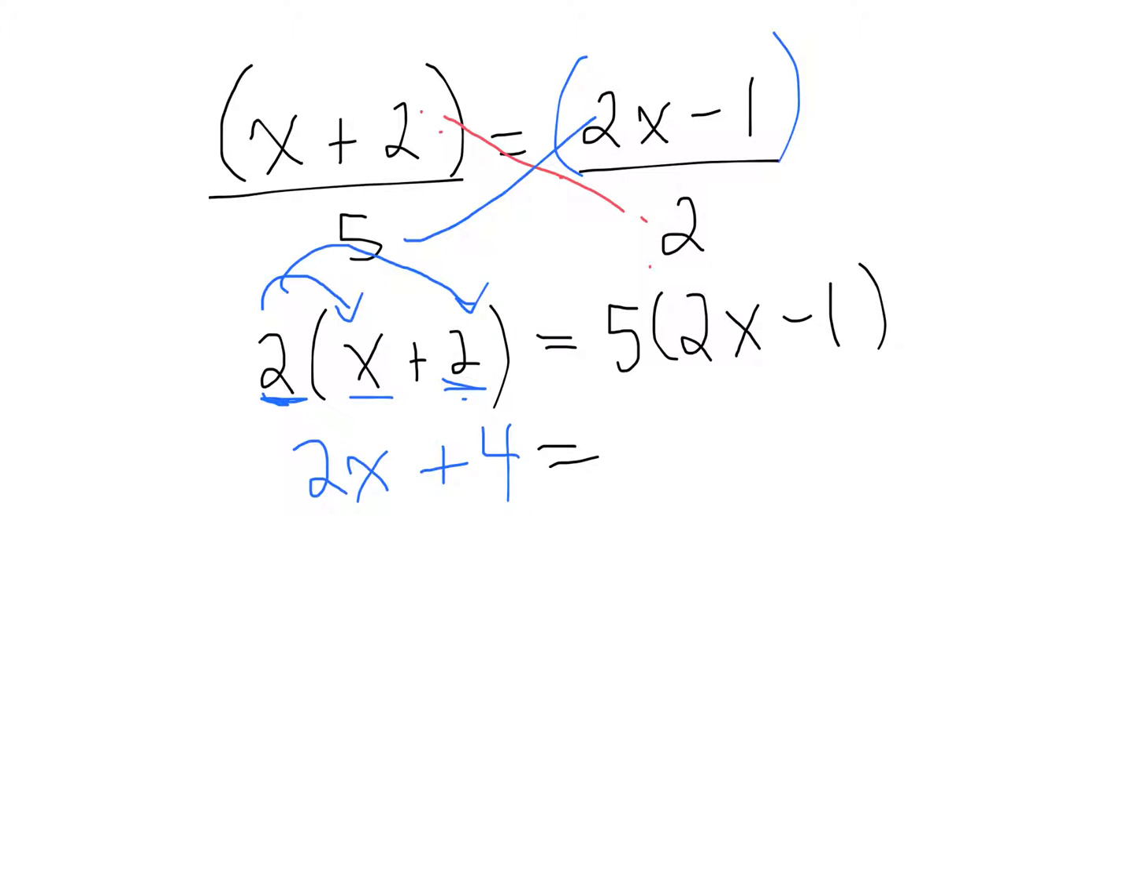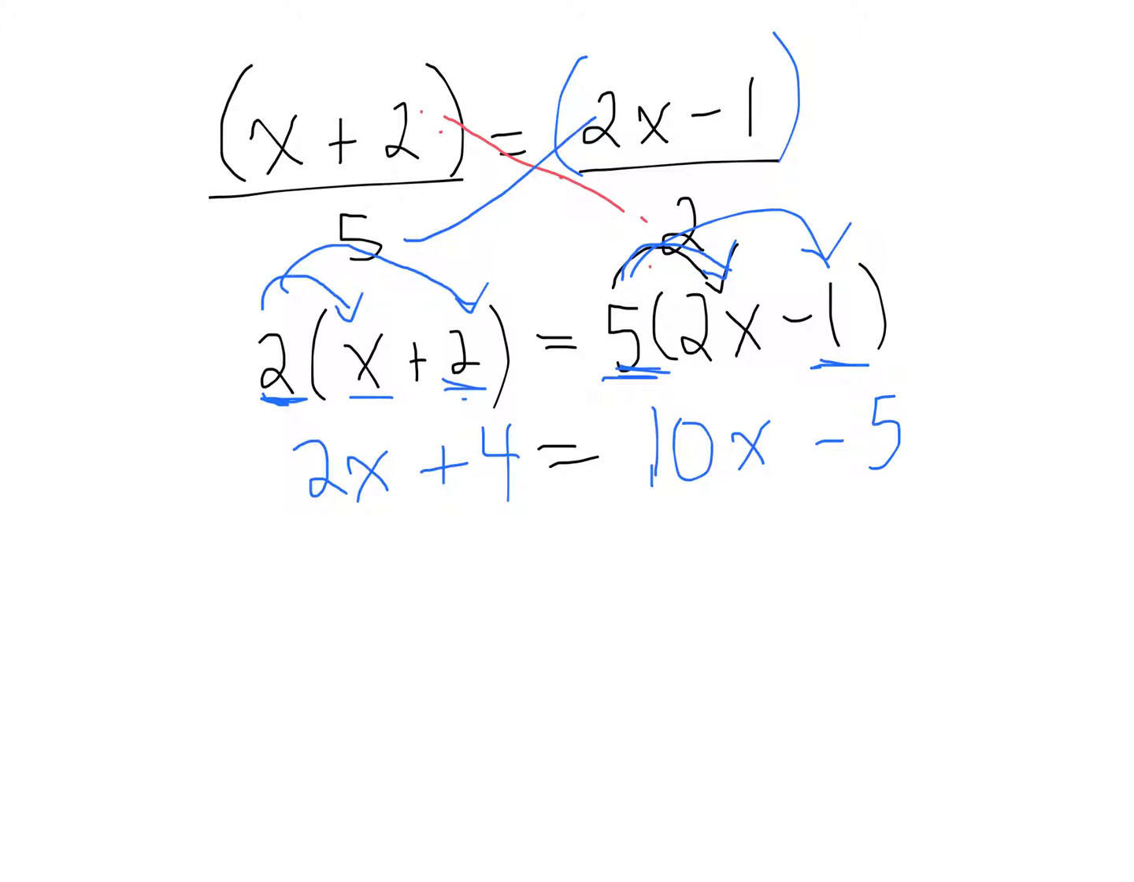On the right side, same thing. We have 5 bracket, which means 5 times 2x. Okay, what's 5 times 2x? 10x. Good. And then we have 5 times negative 1. So here, Chester, you have to include the sign again. So what's positive 5 times the negative 1? Good, negative 5.